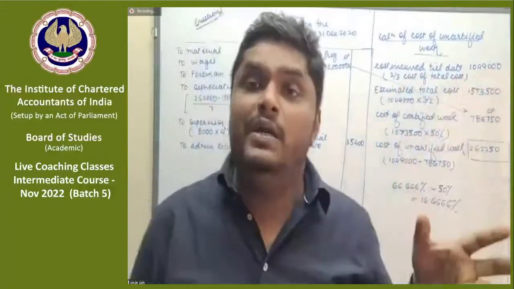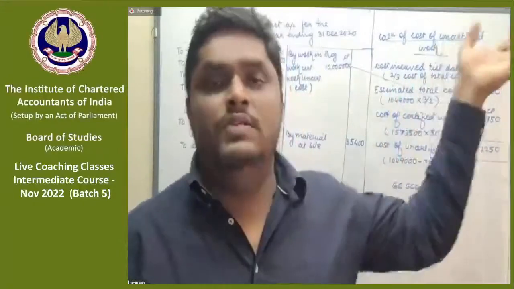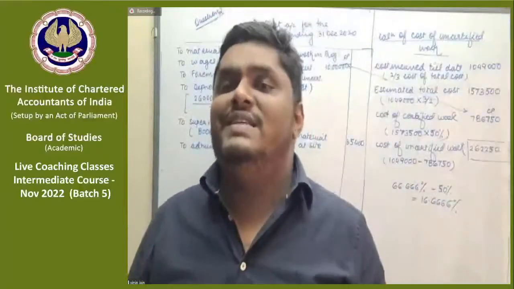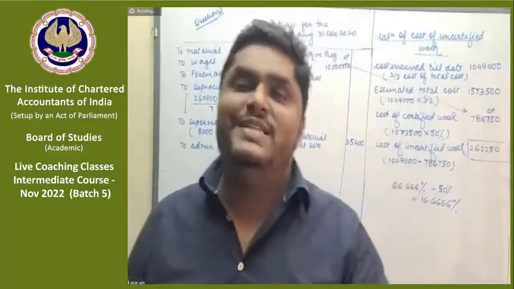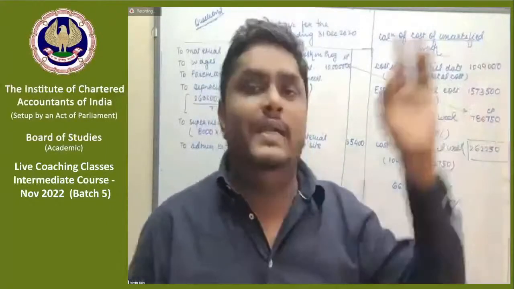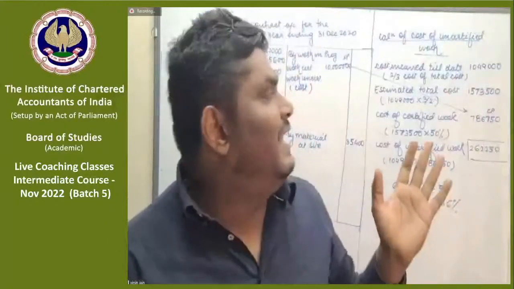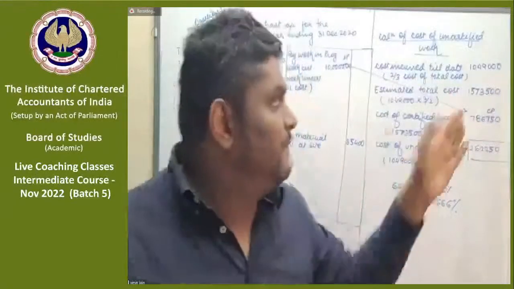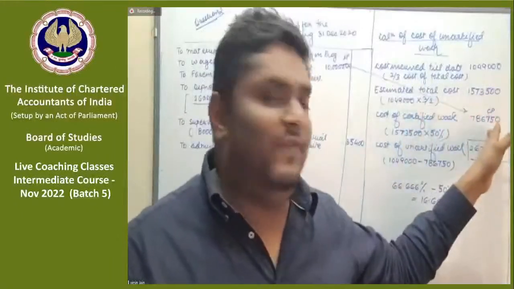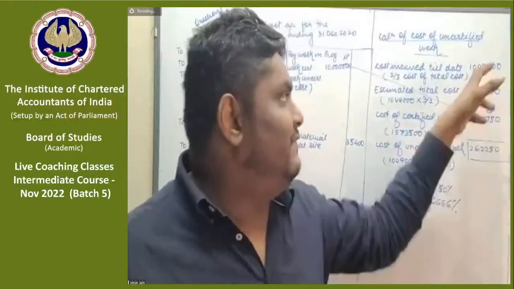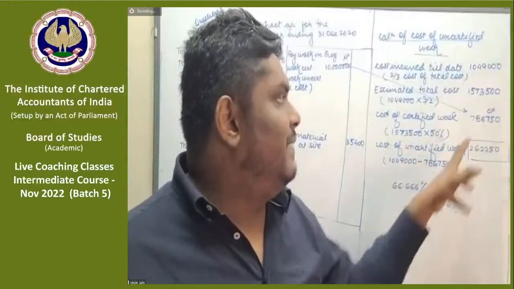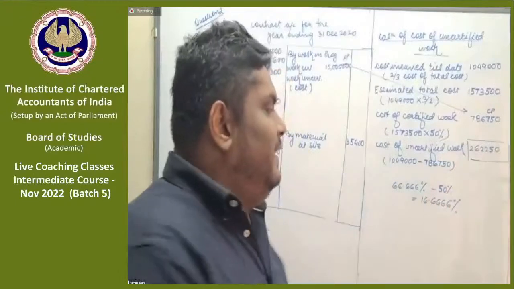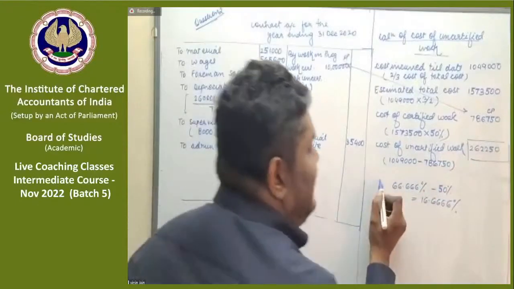So how much will be the total cost? 10,49,000 into 3/2, or 10,49,000 divided by 66.666%. To get the estimated total cost, that is 15,73,500. Now this is the estimated total cost. Of this, 50% is certified. So how much will be the uncertified work? 10,49,000 minus 786,750, that is 262,250.